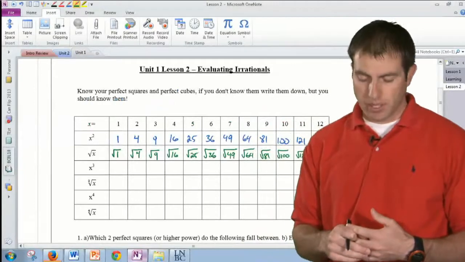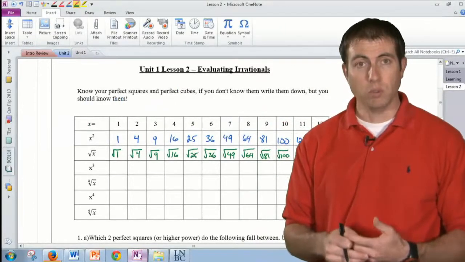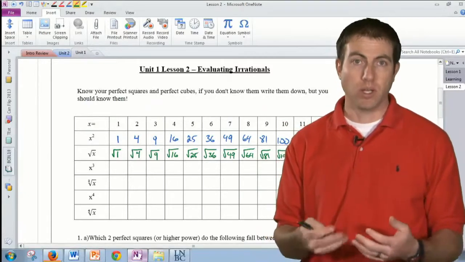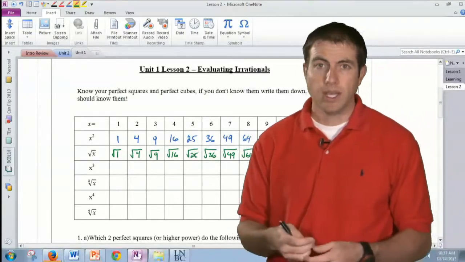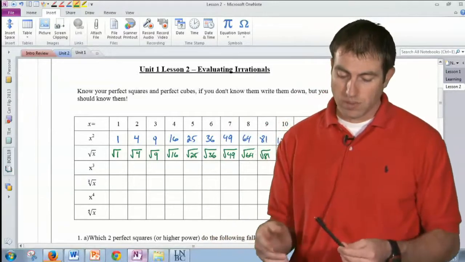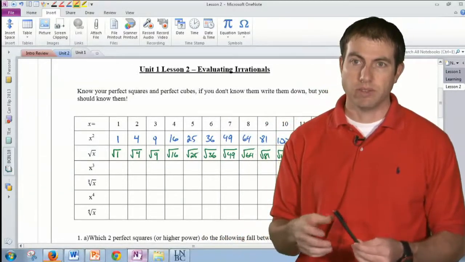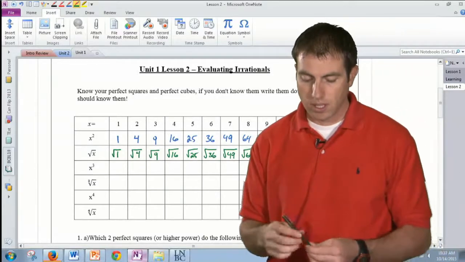The next column here is your perfect cubes. If you have a cube, you're going to multiply a number by itself 3 times. So 1 times 1 times 1 is just going to give us 1. And then 2 times 2 times 2 is going to give us 8. And then 3 cubed, 27. Those are the important ones.